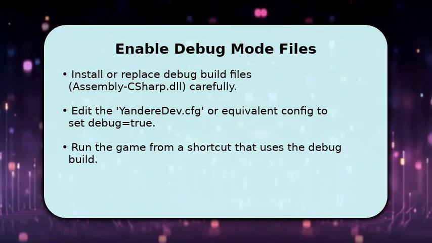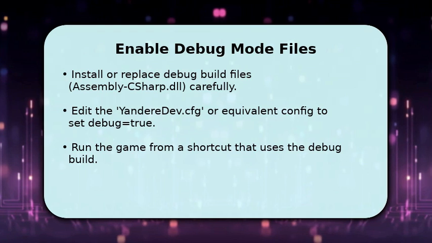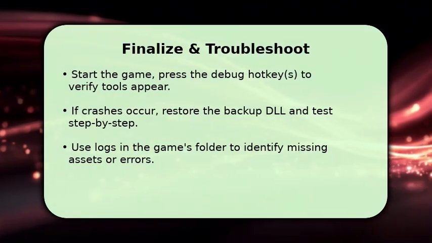Finally, launch the modified game and press the known debug hotkeys, often F1, F2, or a developer console key, to confirm the debug menu appears.